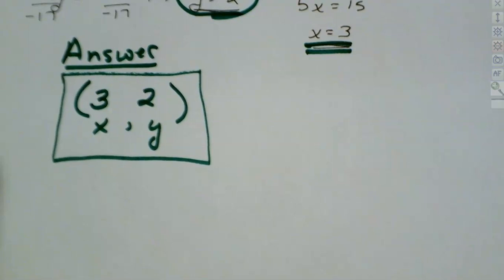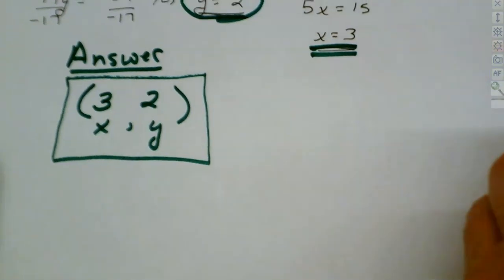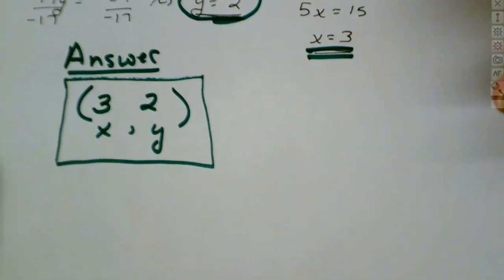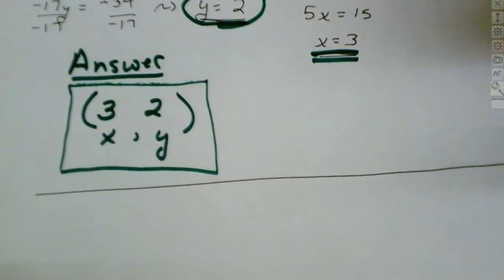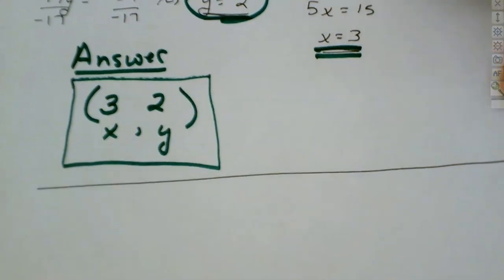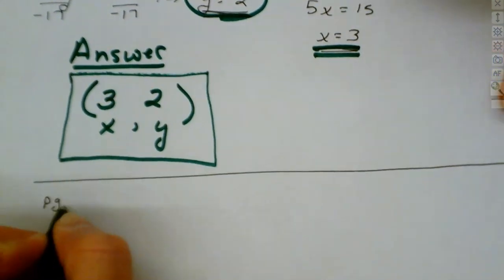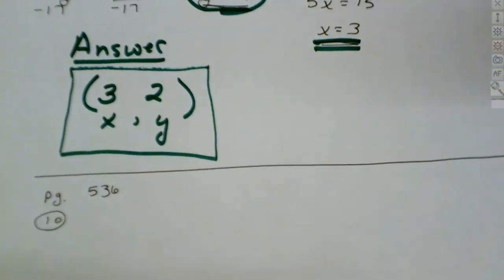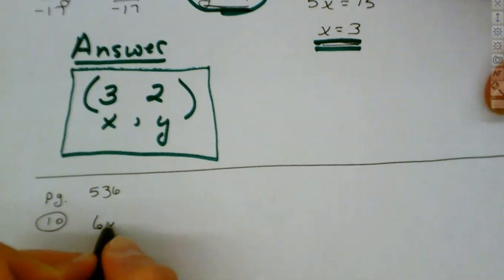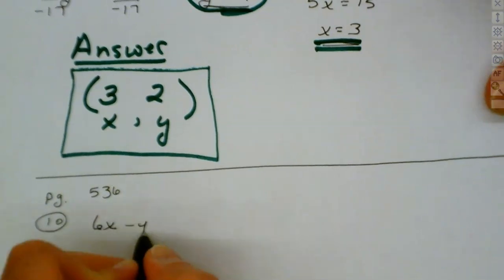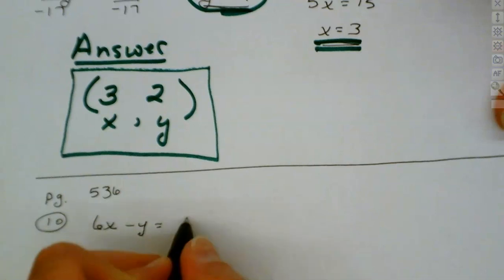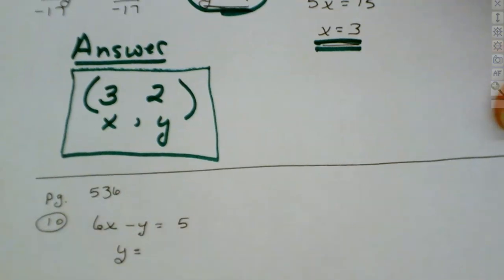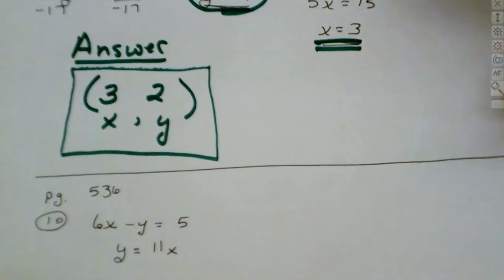So instead of making up some more of these, I think I'll just pick some from our textbook here. Okay. How about we look at question number 10, and this is on page 536. We're going to look at question 10. And we've got 6x minus y equals 5, y equals 11x.